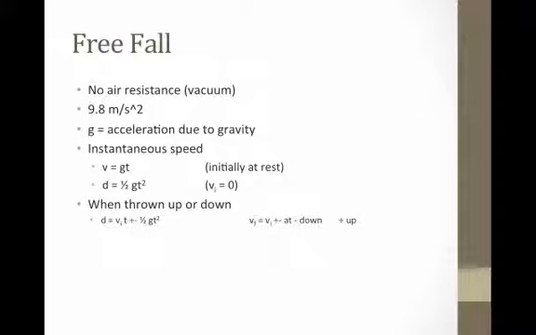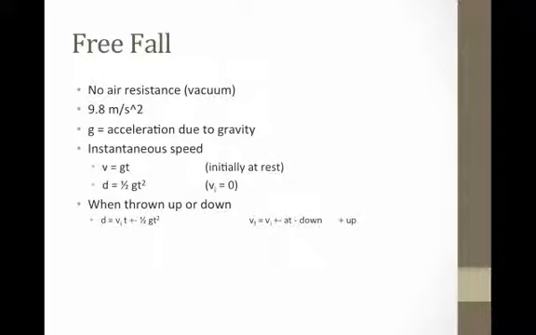Sometimes we like to throw things up, and sometimes we like to throw them down. So the initial velocity is not 0. In that case, you would use the following equation: d equals initial velocity times time plus or minus 1/2 gt squared. Or another equation you can use is final velocity equals initial velocity plus or minus acceleration times time.